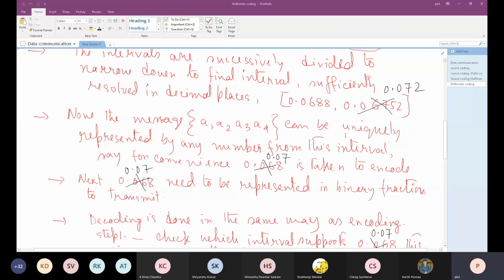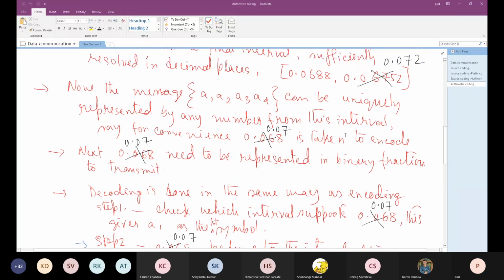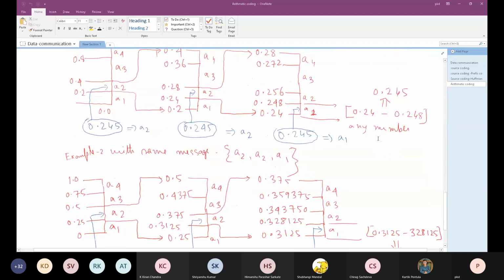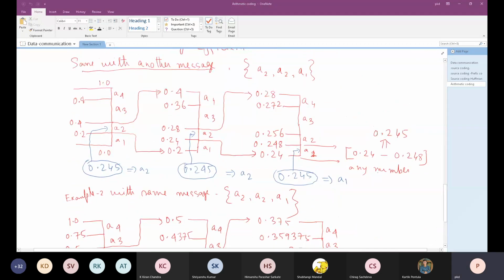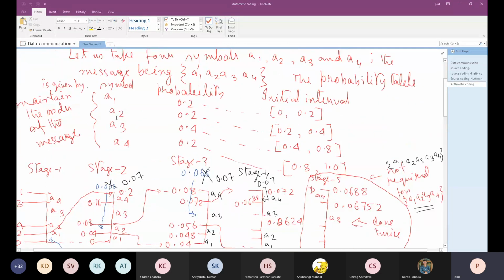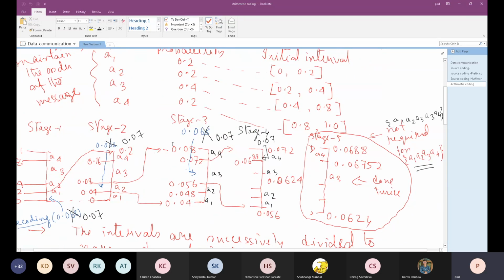I have made some corrections in the notes. This is the correction: we have four messages, A1, A2, A3, A4, so there would be four stages: stage 1, stage 2, stage 3, stage 4. This extra stage is not necessary. It was necessary for a message A1, A2, A3, A3, A4. It is there in the book, but by mistake I have put that stage here.